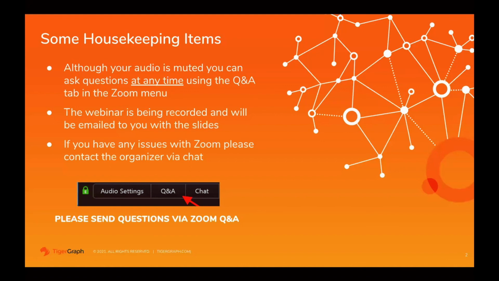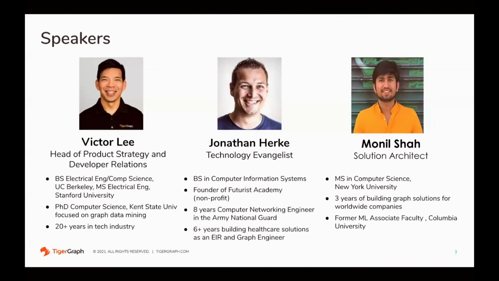So as I said, my name is Victor Lee. I'm head of product strategy and developer relations, and I have a background in graph algorithms and graph data mining. John Herkey, we need to change his title. He is manager of developer relations, is with us today, and he has a lot of experience working with developers and building community and sharing TigerGraph with that community. And Manil Shah, one of our solution architects, will also be doing a demo. So we'll have a three-part demo here today.